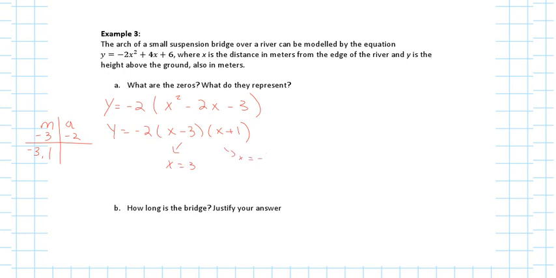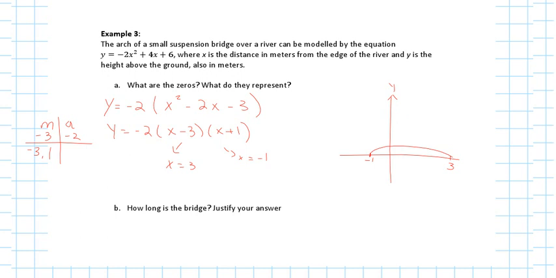So the edge of the river is my y-axis. Part of the bridge is at negative 1 meter away from the edge, and the other part is at 3 meters away from the edge. So I have something that looks like this, or that's way too arched, but you know what. Now, can I ignore the negative 1 since it's a distance? No, because I need that part of the bridge. Otherwise, I'll be in the river. So they represent the distance.